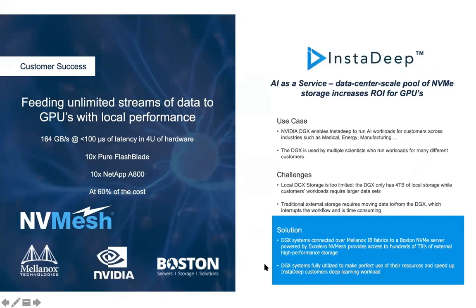So InstaDeep went ahead and deployed NVMesh on disaggregated storage, and they got performance better than local storage inside the DGX. Moreover, it's more highly utilized because the GPUs are not waiting for data to be loaded. They get much better usage out of their GPUs, which, as Stefan mentioned, are the most expensive part of what's going in your data center these days. If it's the most expensive, to get maximum return on investment, you want it as highly utilized as possible. And we enable that for InstaDeep, who is providing GPUs as a service for customers.